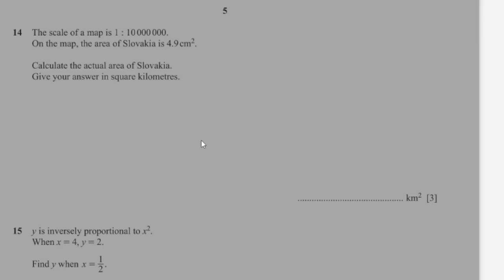Okay, so here we have the ratio of map to the actual area, and then we are given the value of the map. We need to figure out the total area, that is the actual area. So we have the ratio over here is equal to, we need to find out the actual area.